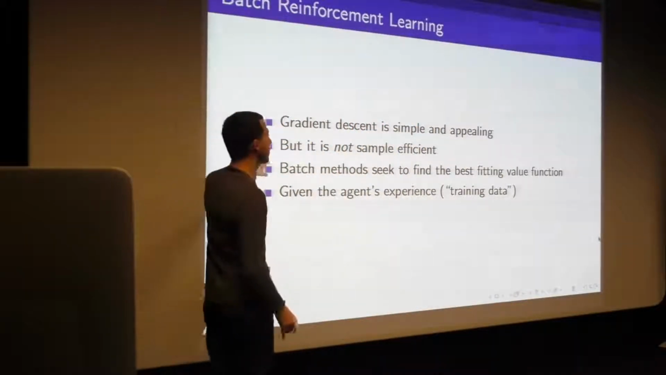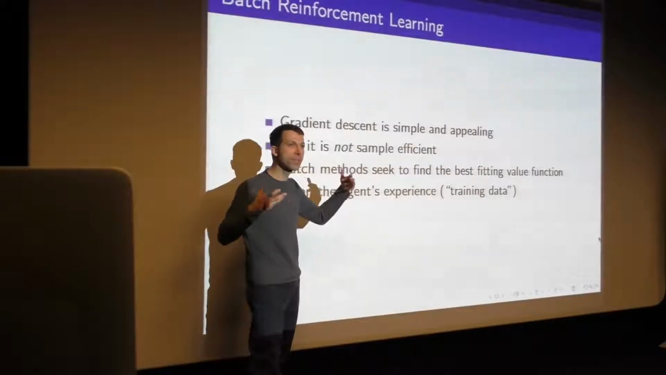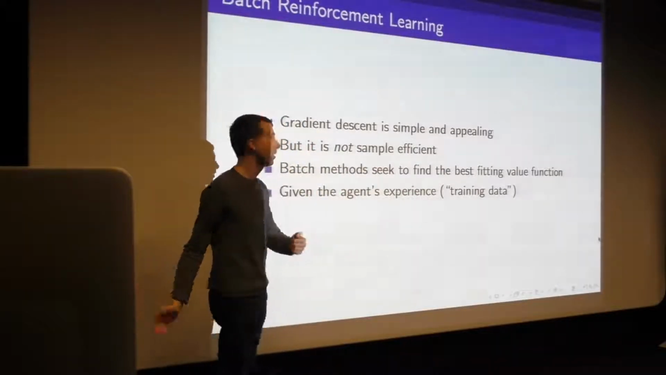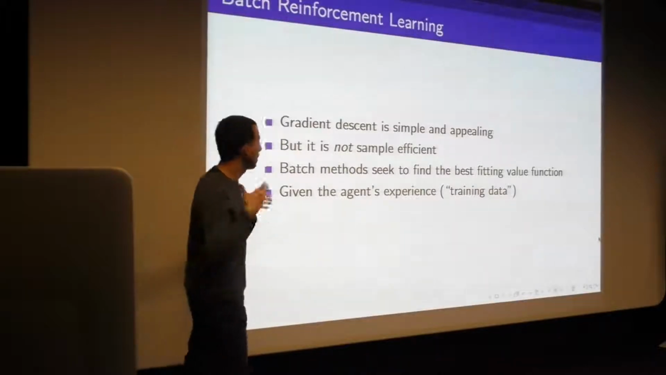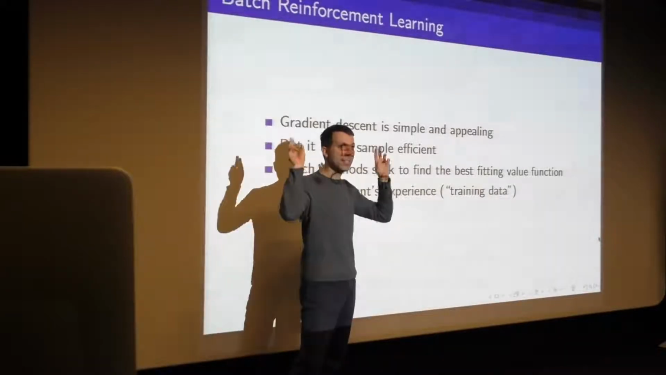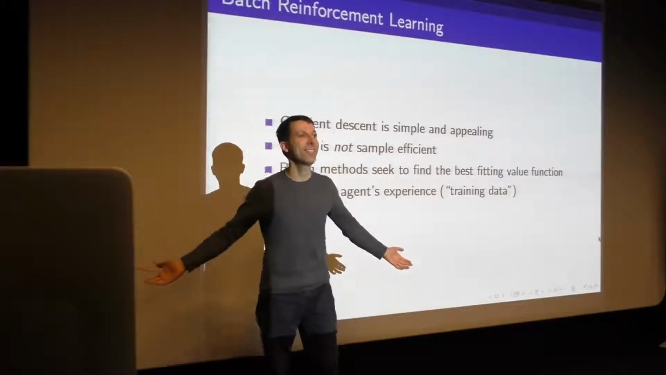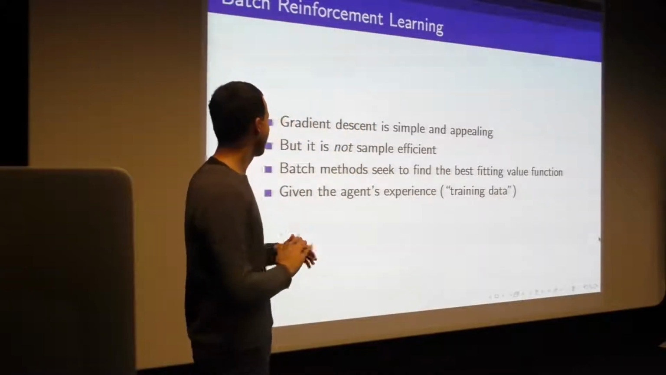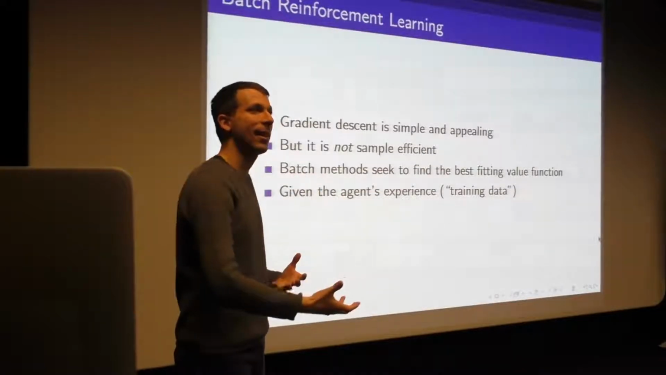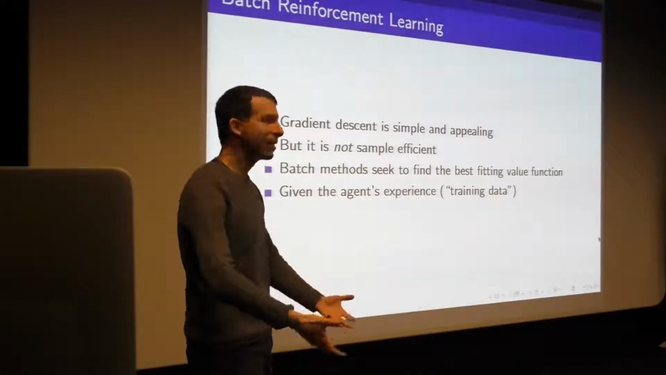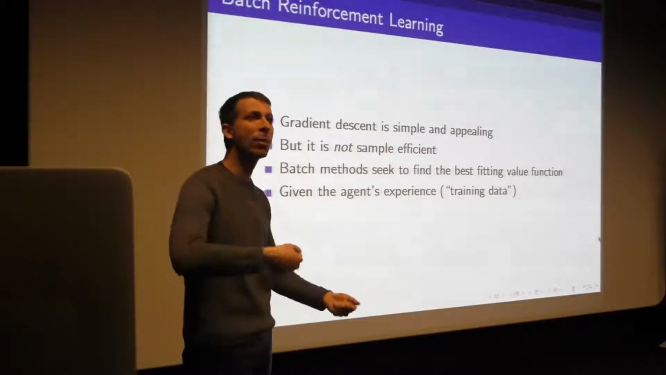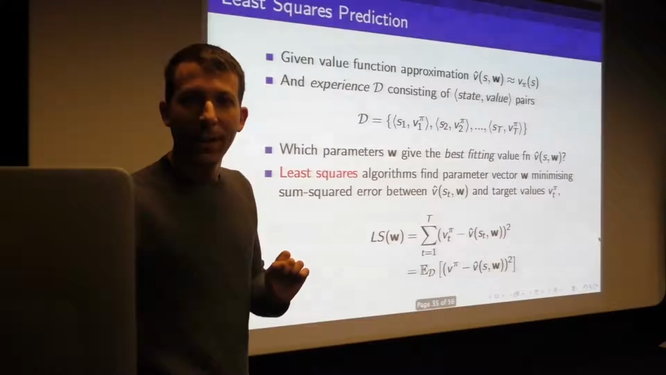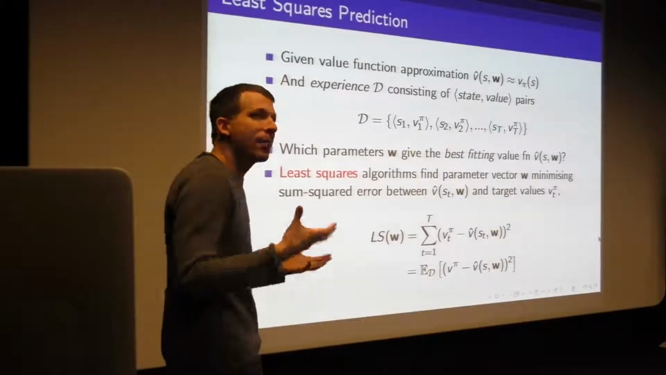So the idea of batch methods is to try and find, in some sense, the best fitting value function to all of the data that we've seen in our batch. The batch in this case is the agent's experience. That's its training data. It's its life. Life is one big training set for an agent. We're trying to fit everything the agent's seen, and find the best value function that explains all of the rewards that it's experienced so far. So what does it mean to find the best fit?